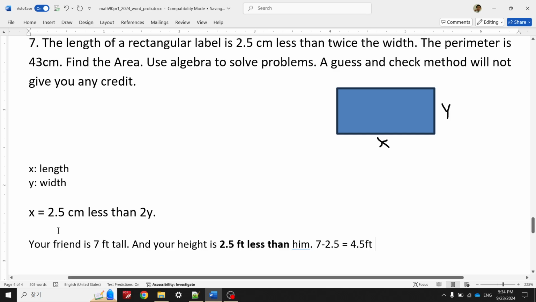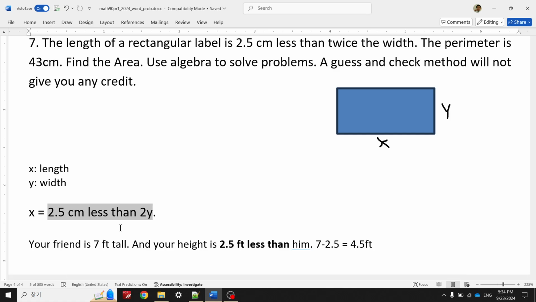So what do you do? Should this be 2.5 minus 2y or 2y minus 2.5? 2y minus 2.5. It should be obvious after this example.